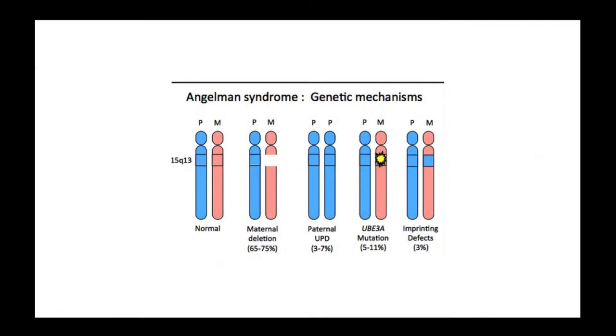So, the genetic mechanism of Angelman syndrome is a deletion in the long arm of maternal chromosome 15.